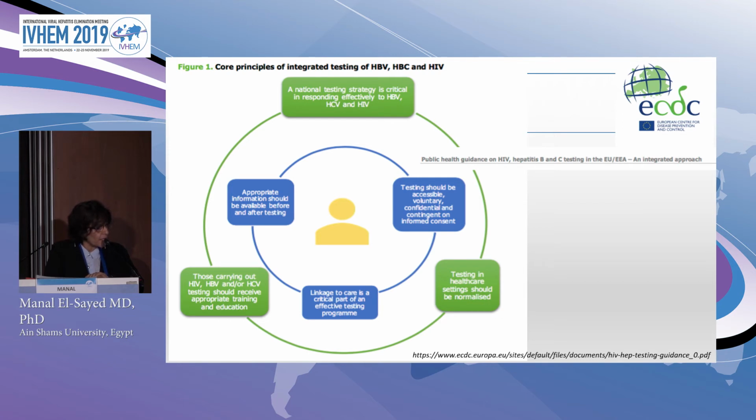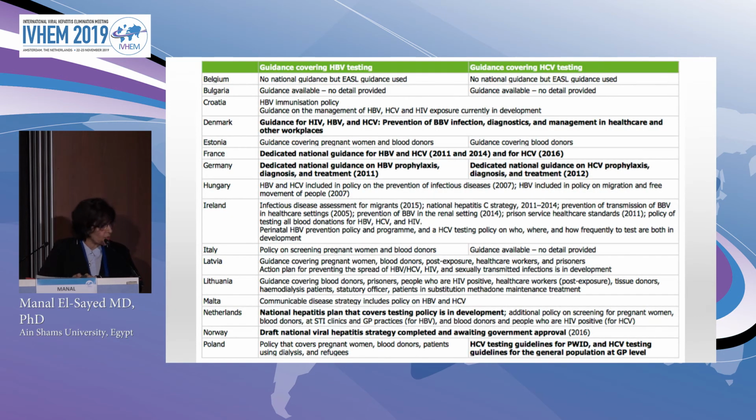A national testing strategy is critical, and testing in healthcare settings should be normalized. It should be part of the routine. Those carrying out the HIV, HBV, and HCV testing should receive appropriate training and education. And then the testing should be voluntary, accessible to everybody with informed consent, linked to care immediately, and appropriate information should be registered.